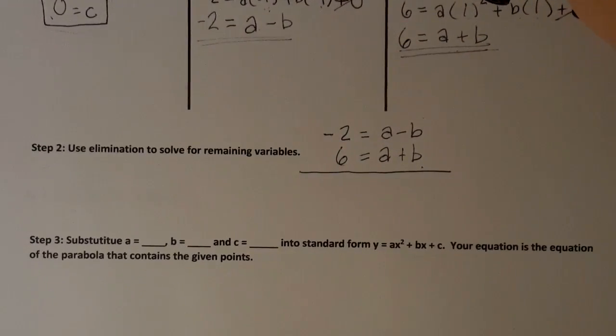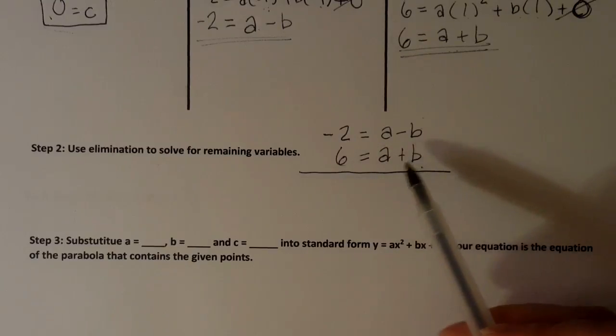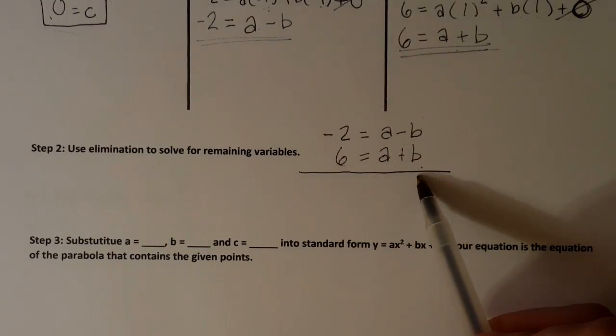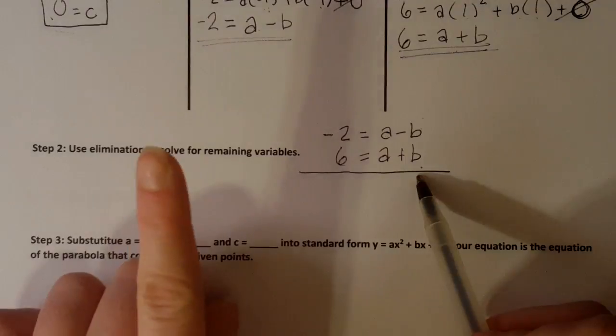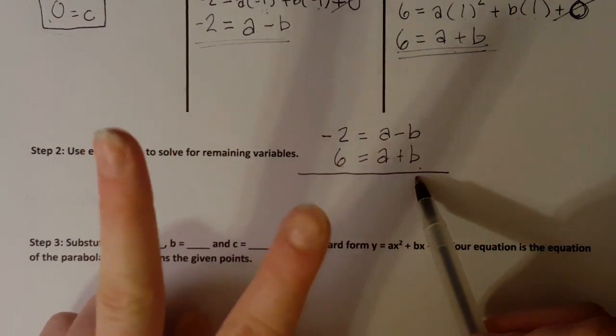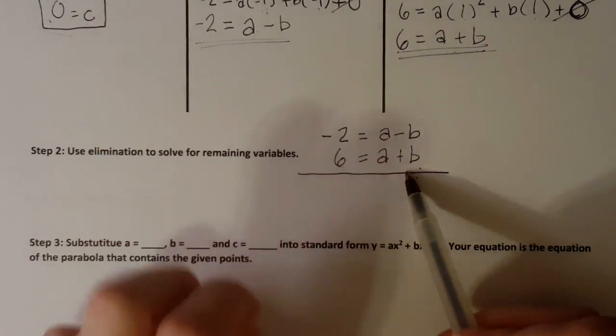There you go, can you see that now? We want to eliminate one of the variables, because if you have one equation, you can only solve for one variable. Right now we have two equations, so we can solve for two variables. We do that by eliminating one of them.